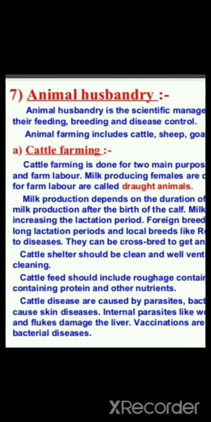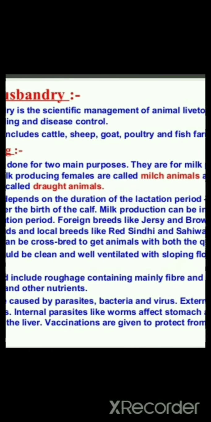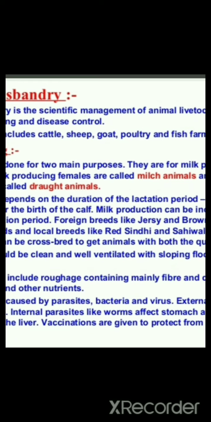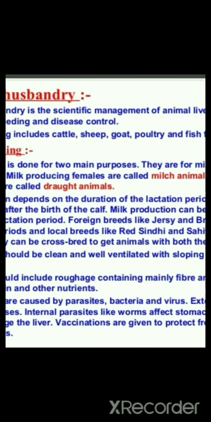Milk production depends upon the duration of the lactation period, the period of milk production after the birth of the calf. The milk production can be increased by increasing the lactation period. That is the lactation, when the mother feeds the calf.